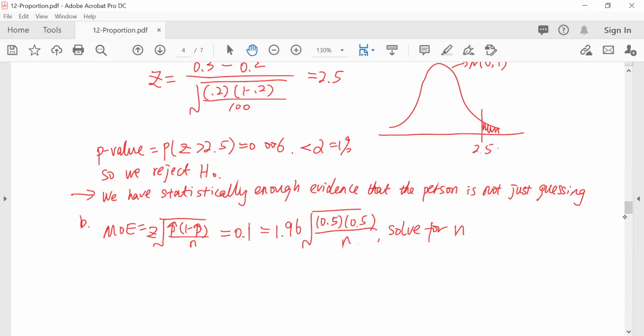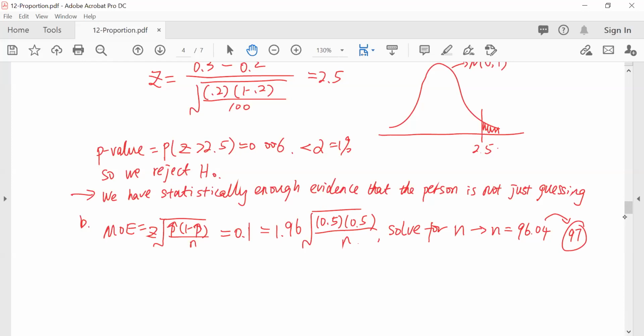We will have our n equals 96.04, and we are always going to round it up to the next integer because we want to make sure that we have enough sample size. So even though it's 0.04, we still round it up to 97 here.